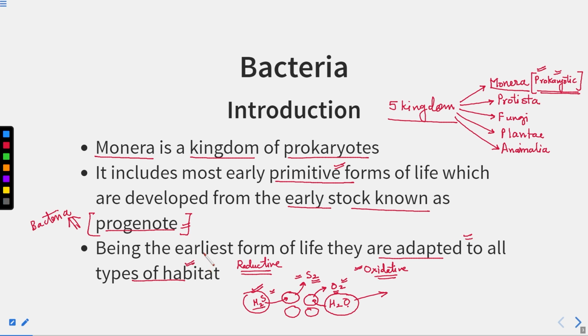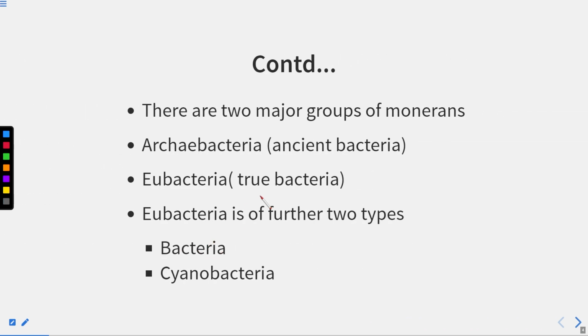So bacteria are present, in fact today also we can see bacteria is present everywhere, right? It is present everywhere. So there are two major groups of monerans. The first one is the archaebacteria, that is also called the ancient bacteria, because these bacteria can live in harsh conditions, because earlier the condition of the environment was very harsh.